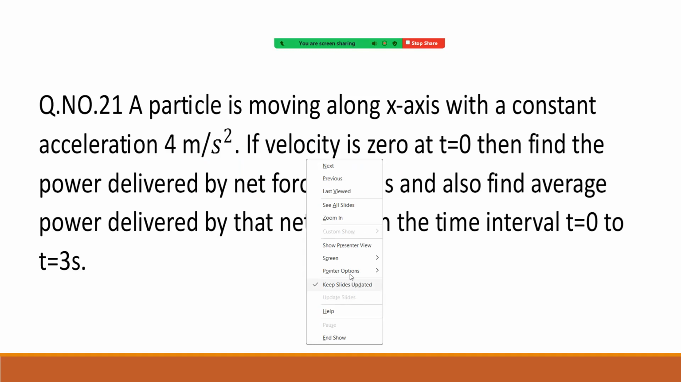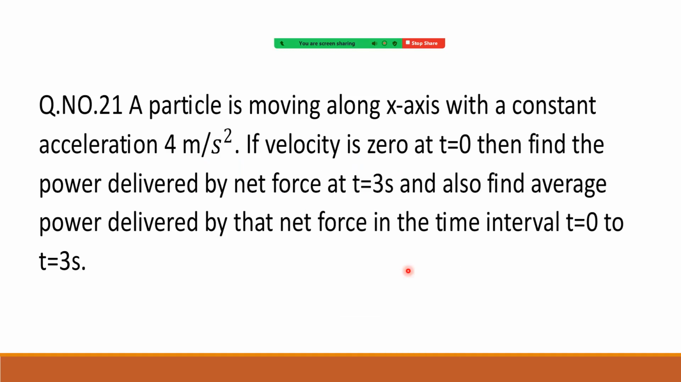Let's see the first question. A particle is moving along the x-axis with a constant acceleration of 4 meter per second square. If velocity is 0 at t equal to 0, then find the power delivered by the net force at t equal to 3 seconds. And also find the average power delivered by that net force in the time interval 0 to 3 seconds.